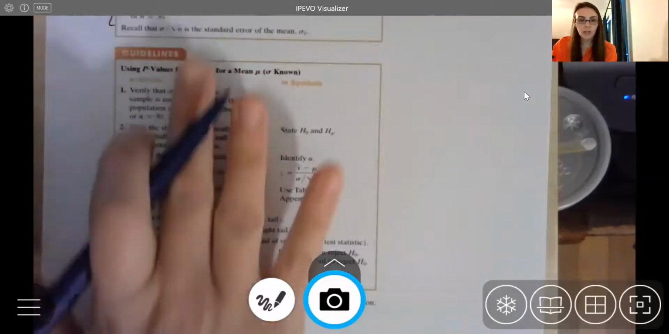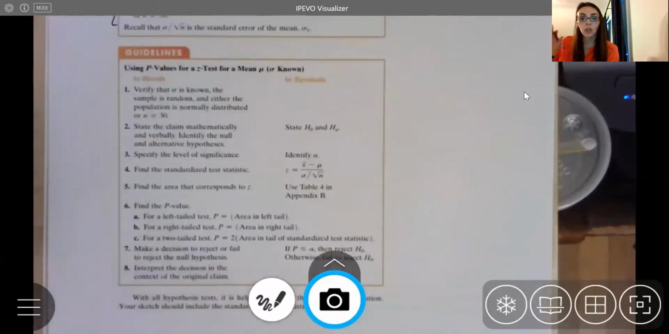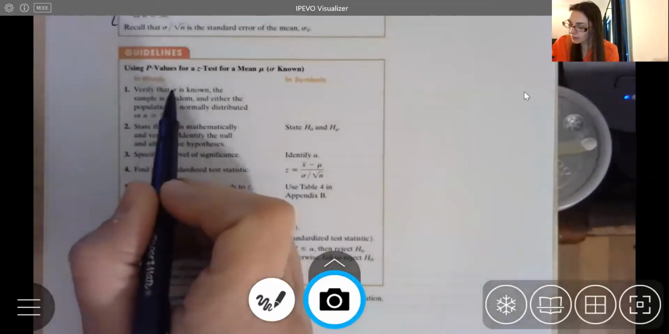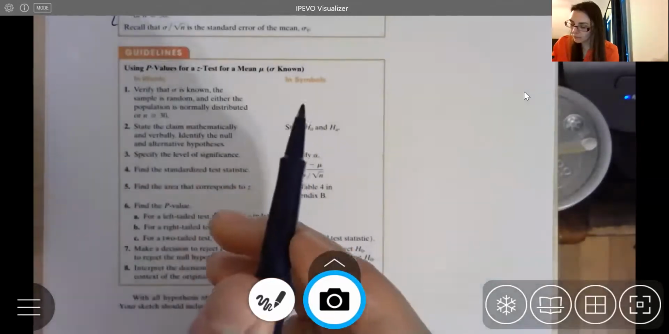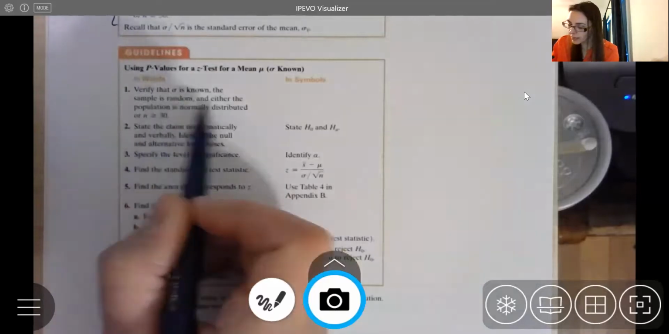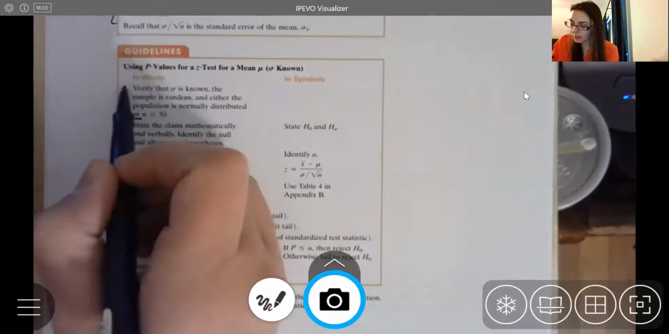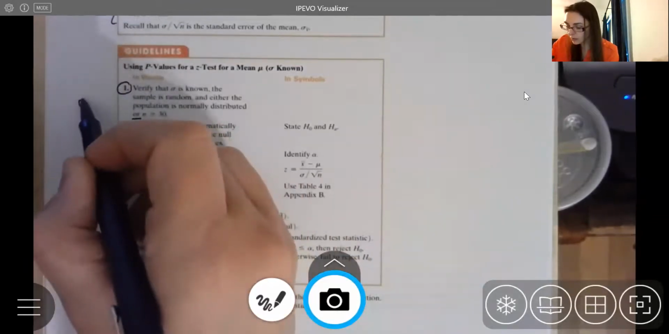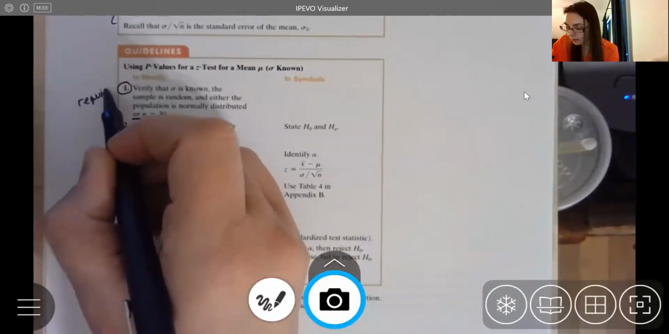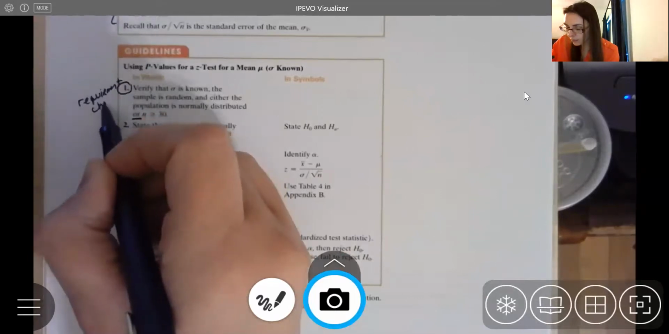All right, so here are your steps for how you hypothesis test using p-value. So this is the p-value method. So first, again, verify that you actually do know sigma. Your sample is random, and either the population is normal or your sample size is greater than 30. So basically, this first piece here is sort of your requirement check before you can start.